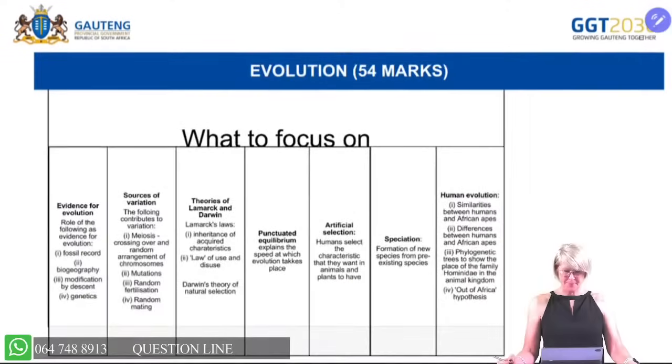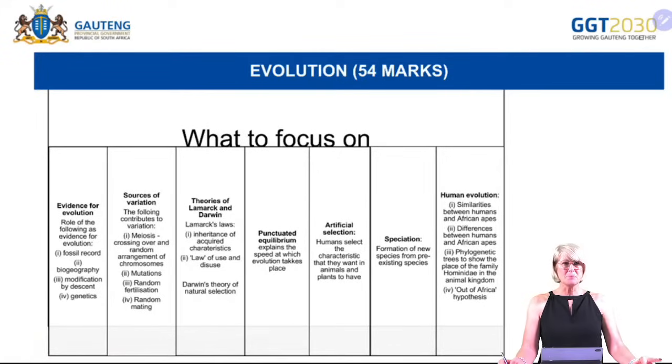Okay. All right. The next topic we're going to have a look at is evolution. Now, evolution makes up 54 marks of paper 2, which again is more than a third, just slightly more than a third. So you can see that genetics and evolution make up the majority of paper 2.